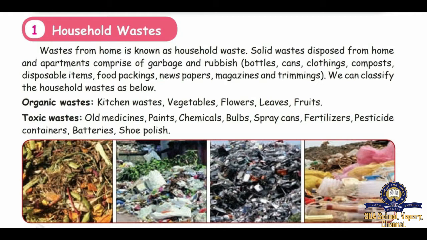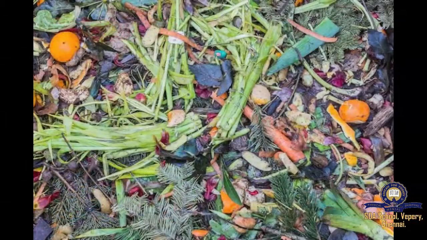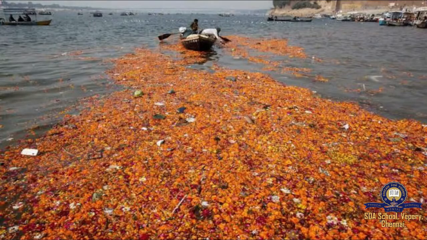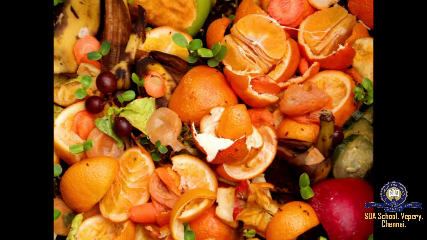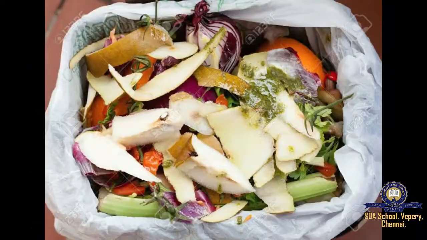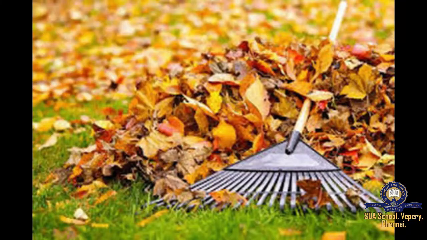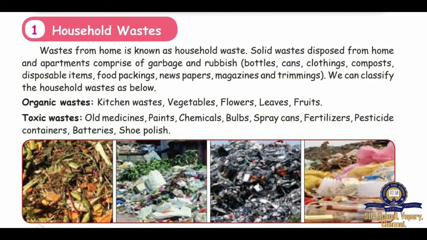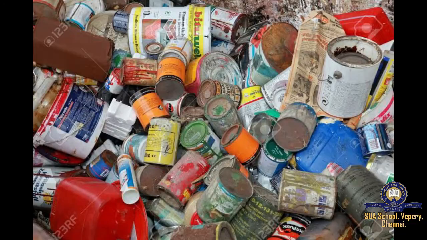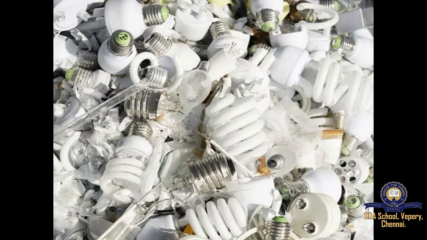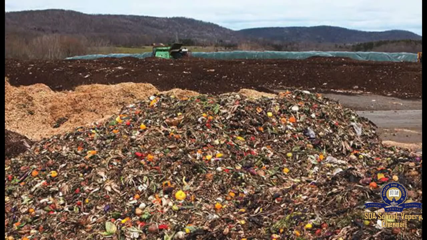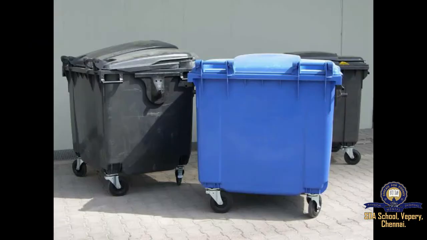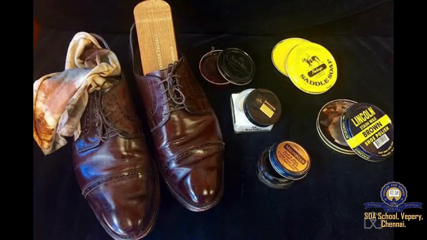We can classify the household waste as below. Organic waste are kitchen waste, vegetables, flowers, leaves, and fruits. Toxic waste, that is poisonous: old medicines, paints, chemicals, bulbs, spray cans, fertilizers, pesticide containers, batteries, shoe polish.